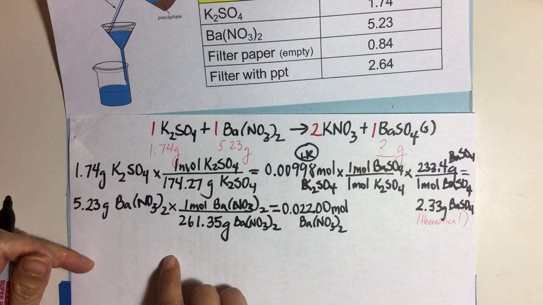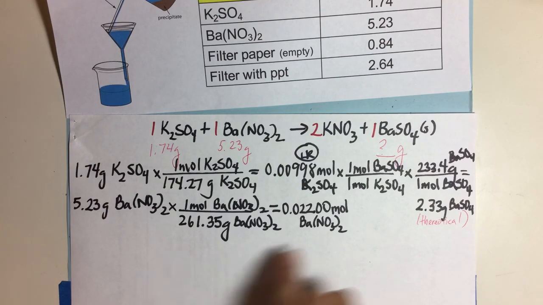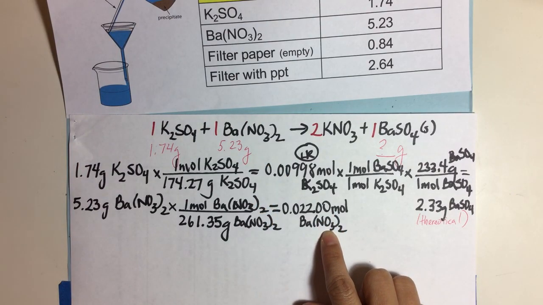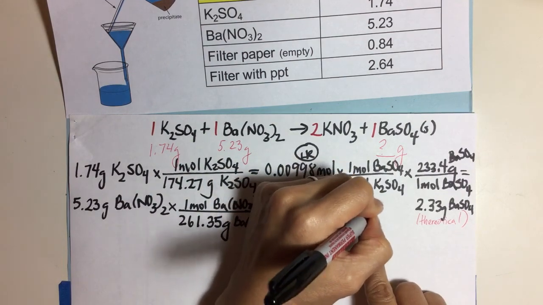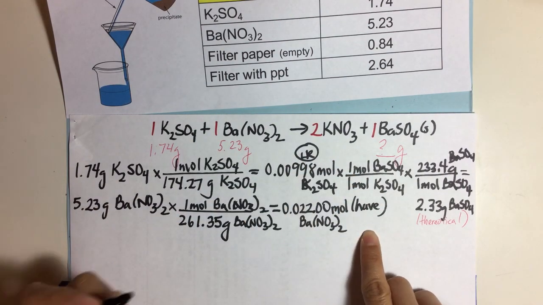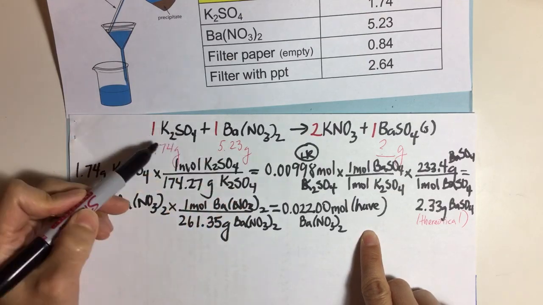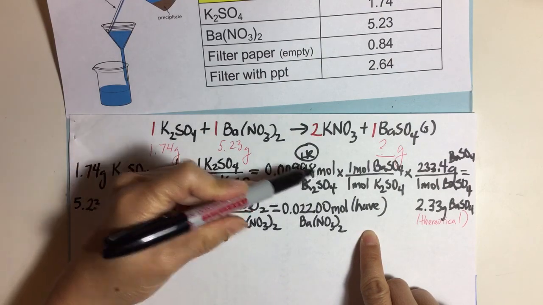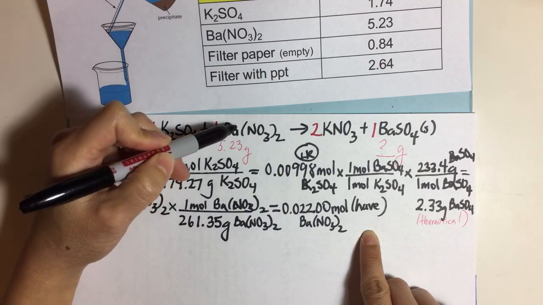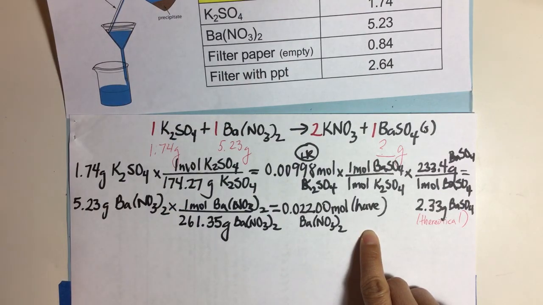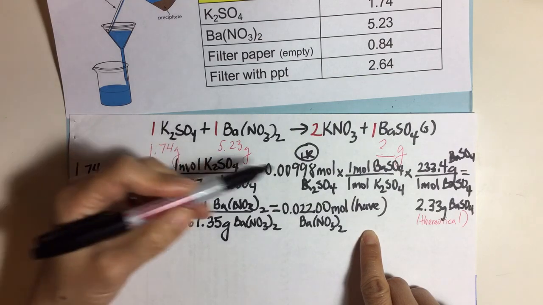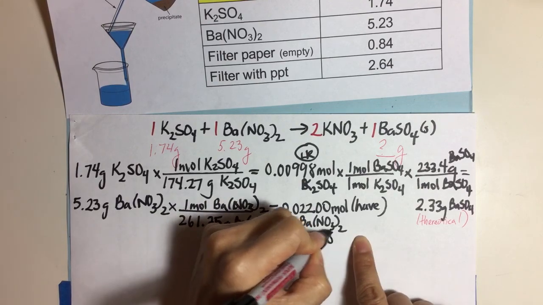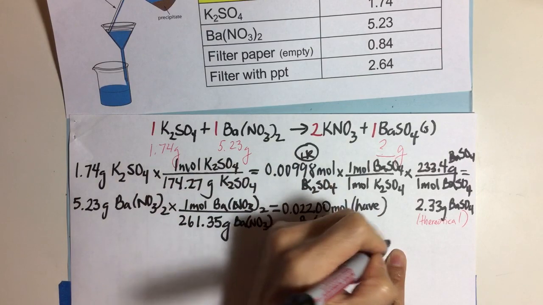So now we go to your excess. Your excess is right here. If this is your limiting, this must be your excess. So barium nitrate is your excess. To figure out how much, you currently have this amount, right? So to figure out how much reacted, you have to figure out from your limiting how many moles reacted with your limiting. So if you have 0.00998 moles of the potassium sulfate, that same amount is going to be how much reacts with the potassium sulfate. So the same, they're 1 to 1. So you're going to subtract that number, 0.00998 moles, because that's how much reacted of the barium nitrate.